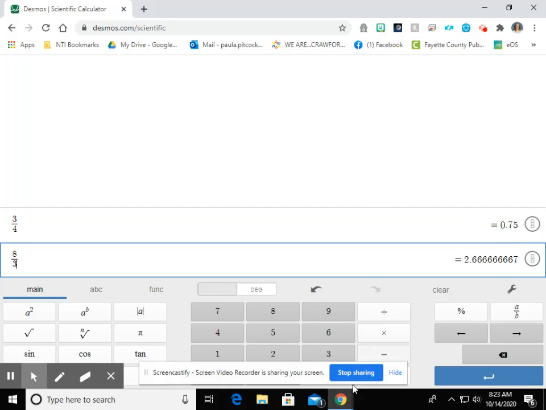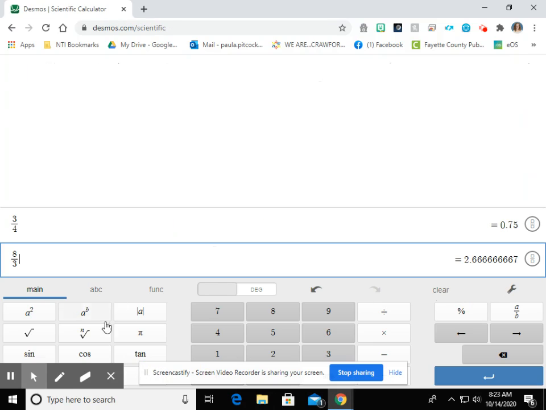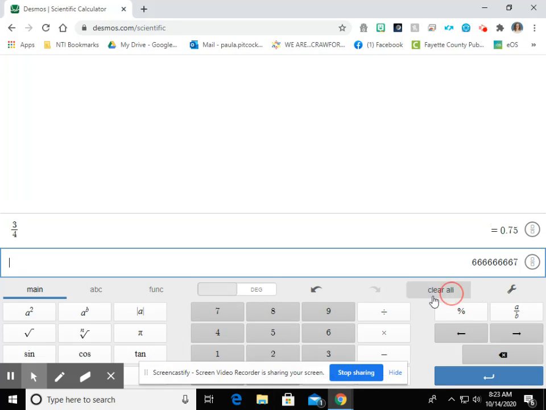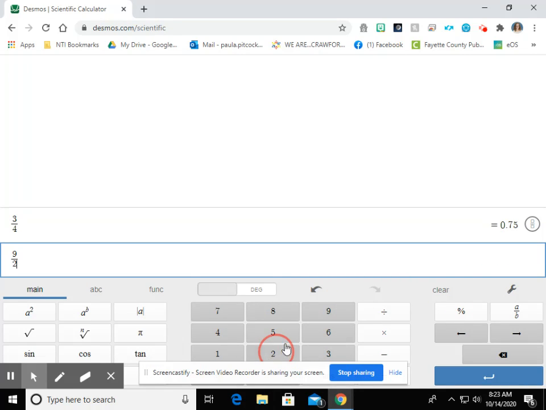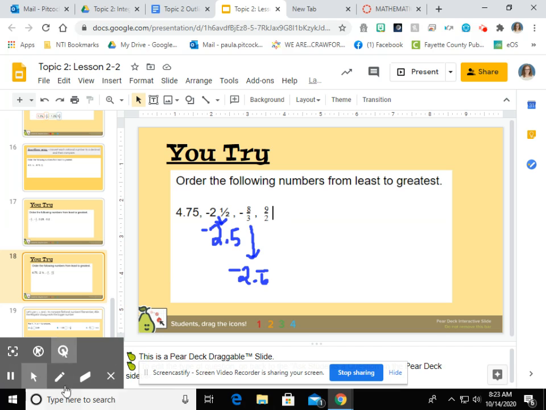So 2.6 repeating, but I believe my original one was negative. Yes. So this one is going to be -2.6 repeating. A bar over top means repeating. And then I have to go figure out 9/2. So let's go back to my calculator. I'm going to clear it, and I'm going to do 9/2. Gives me 4.5. And I got to make sure if it's positive or negative. It's positive. So this one is 4.5.